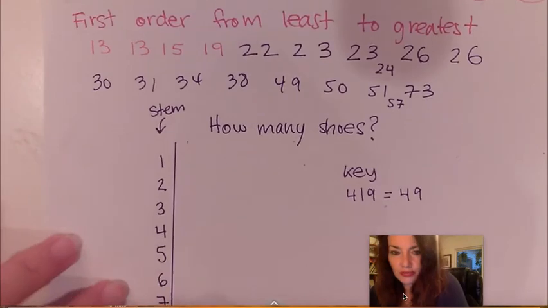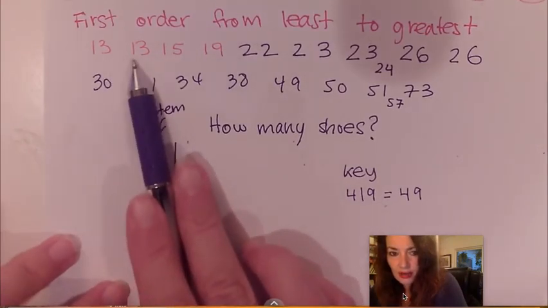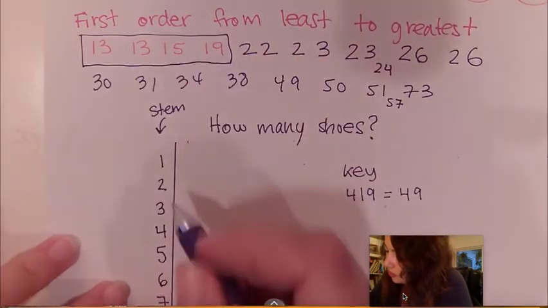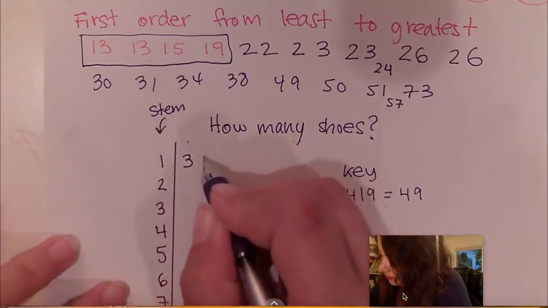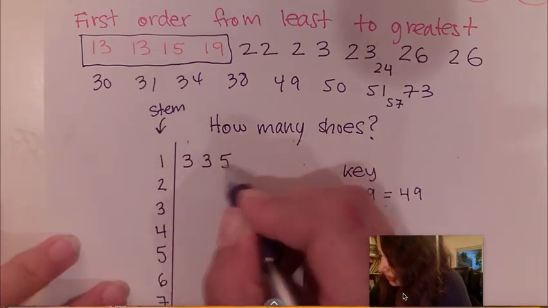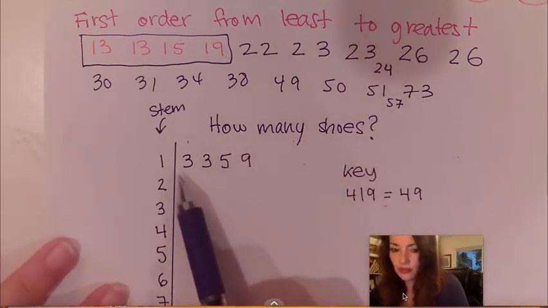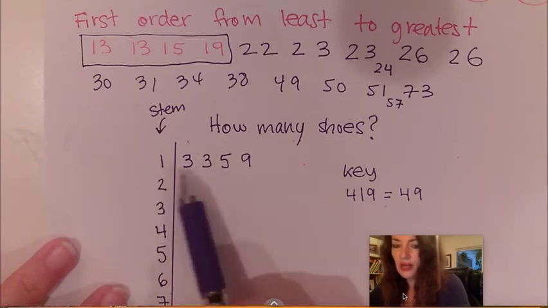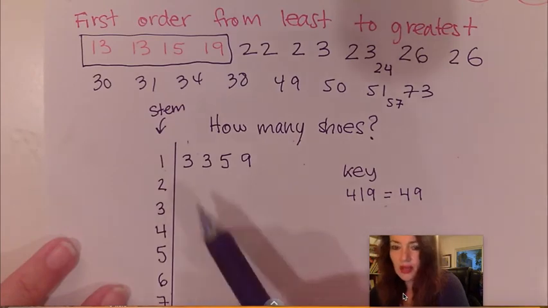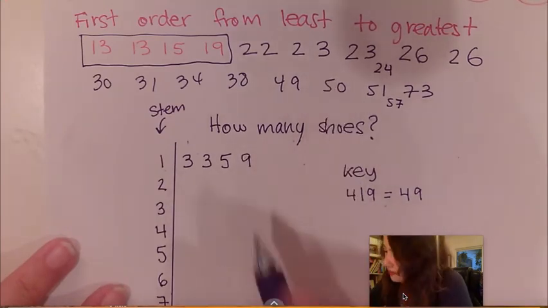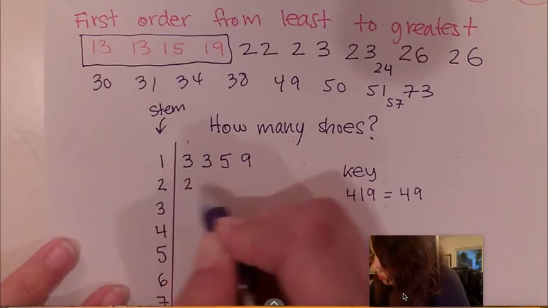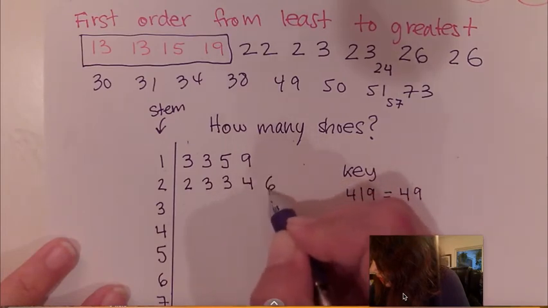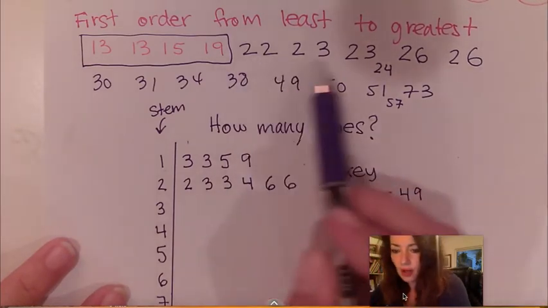All right, so now comes the fun part. We have listed the numbers from least to greatest. So these are all my numbers that are in the tens. So I'm going to go ahead and add 13, 13, a 5, and a 9. So that when I read this from left to right, this represents 13, then I have another 13, then I have a 15, and I have a 19. So it organizes my data. Then we're going to go on to the 20s. We have a 22, we have a 23, a 23, a 24, a 26, and another 26. So that covers all my 20s.